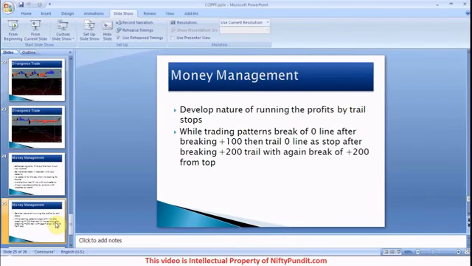Book partials, then at the second level book the full one and come out of the trade, and find another pattern which is going to be available. Till then, say thanks to Woodies. This is how we can trail the stops and run the profits.